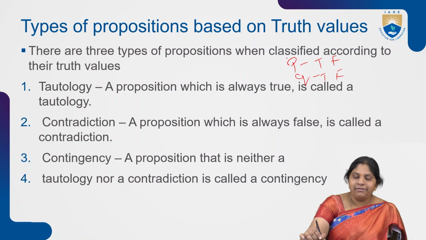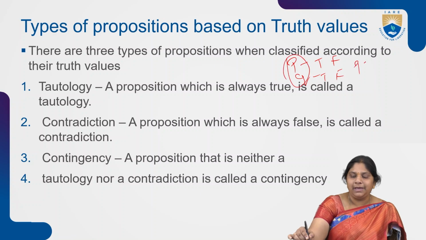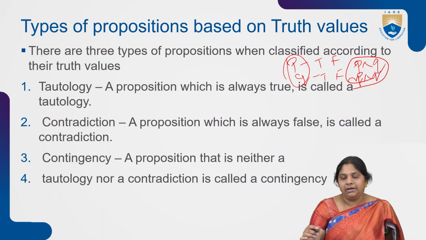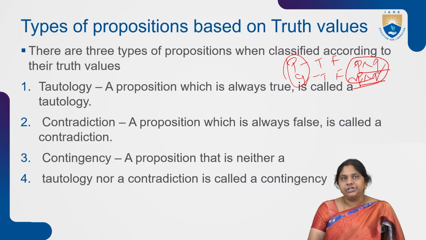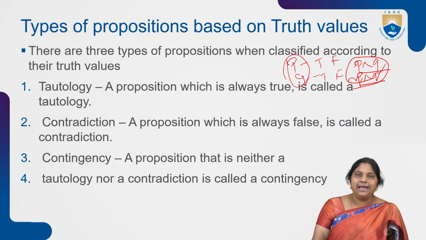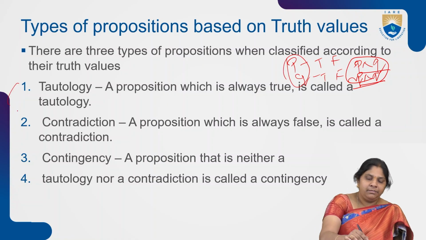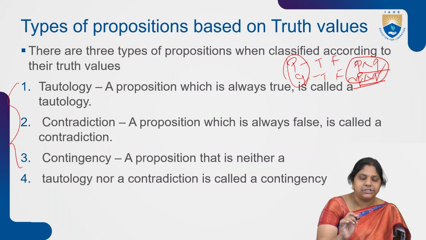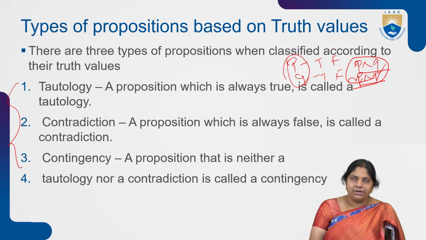But whenever we write a combination like P and Q, or negation P and Q, based on the truth values of this combination, we can divide propositions into three main types. First one is tautology, second one is contradiction, third one is contingency.